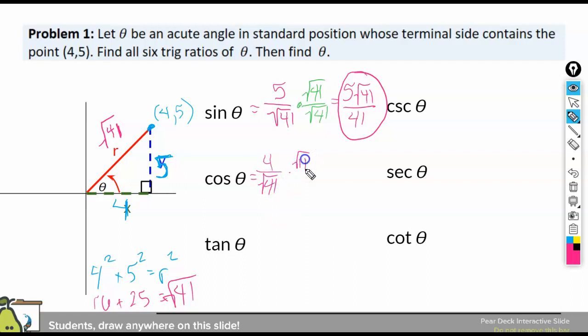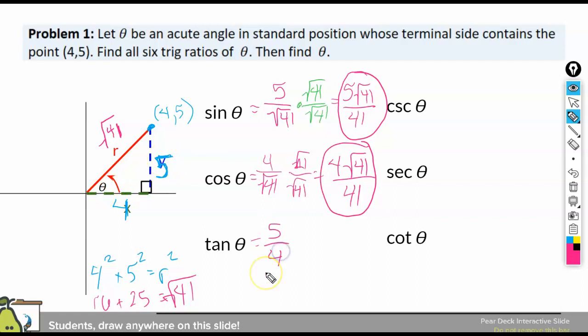But I have already rationalized one of them, so I kind of get the pattern here. If I multiply the top and the bottom by the square root of 41, I get 4 square roots of 41 over 41 for my cosine. Now tangent looks like it's going to be a little easier because it's going to be 5 over 4. And I don't have to rationalize anything for that one.